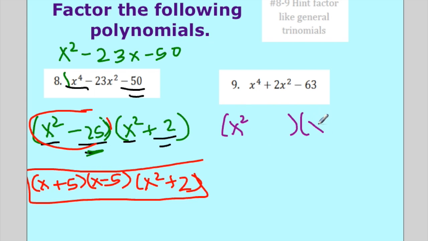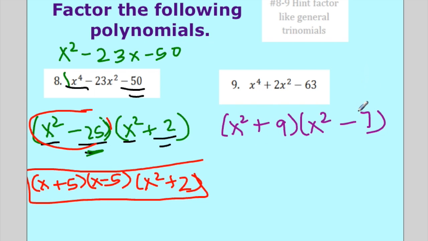Hopefully you paused the video and did number 9. So it's an x to the fourth, so I have x squared in the front. I need to multiply to negative 63, but add to 2. Right away when I think 63, I think 9 times 7. Okay, if I want to add to 2, that means this has to be positive and this has to be negative. Okay, I look, is there any difference of perfect squares? This one looks like it, but it's addition, so I can't break this down any further.